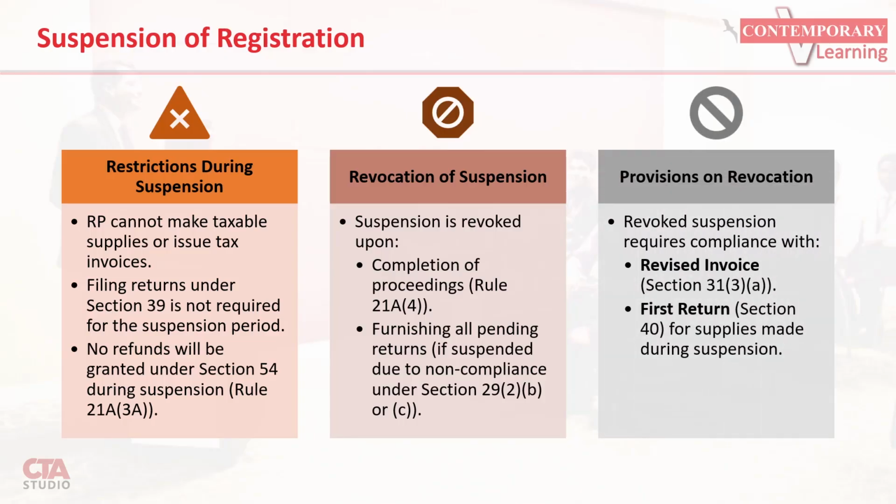Provisions on revocation. Revoked suspension requires compliance with revised invoice, Section 31(3)(a). First return, Section 40, for supplies made during suspension. These provisions ensure that suspension serves its purpose while allowing for restoration when compliance is achieved.